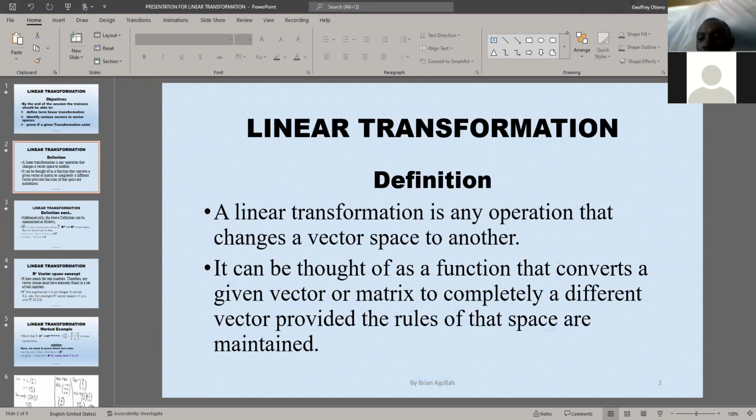So without taking much time, I'm going to the definition of linear transformation, which is basically an operation that changes a vector space to another. It can also be thought of as a function that converts a given vector or a matrix to a completely different vector, provided that the rules of that space are maintained.